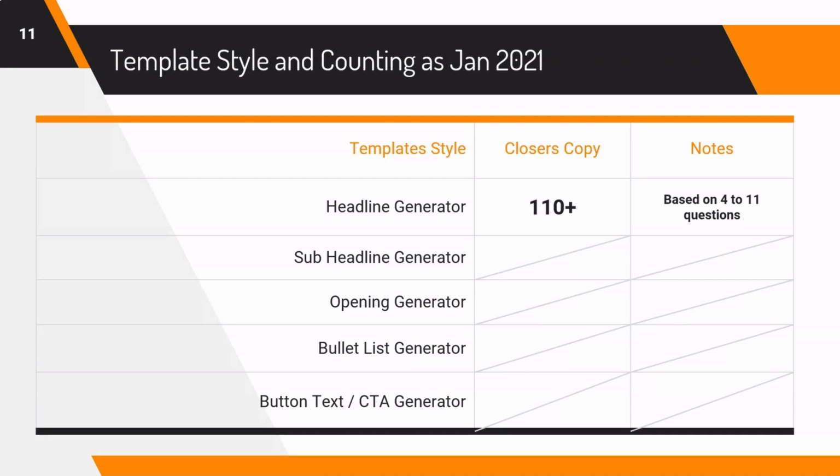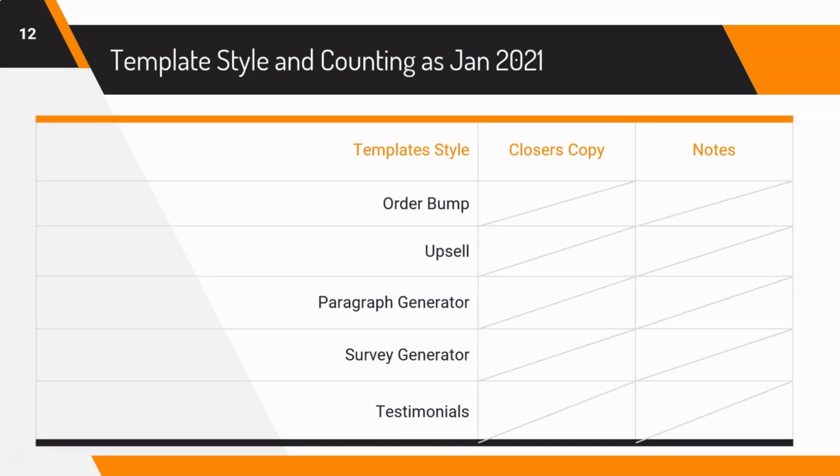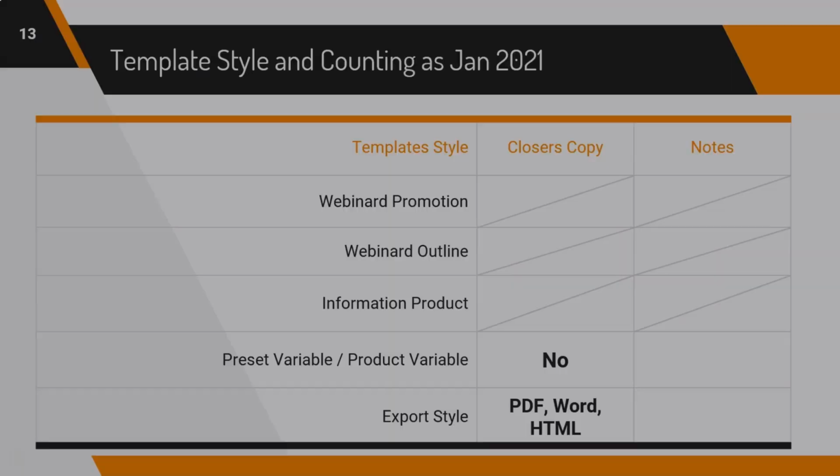Now looking further, we have a headline generator. The headline generators number more than 110. They are based on 4 to 11 questions. We have no subheadline, no opening, no bullet list, no CTA generator or text. We have no order bump, no upsells, no paragraph generator, survey generator or testimonials. These are all listed because I have made 4 reviews of the product on the same basis, so they all have the same evaluation sheet.